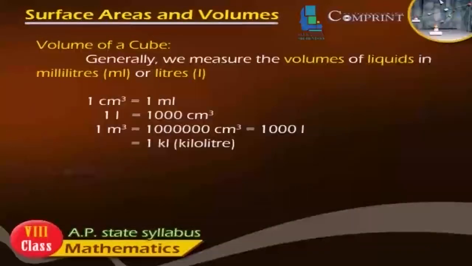Units of volume. Generally, we measure the volumes of liquids in milliliters or liters. 1 centimeter cube is equal to 1 milliliter. 1 liter is equal to 1000 centimeter cube. 1 meter cube is equal to 10 lakh centimeter cube is equal to 1000 liters is equal to 1 kiloliter.